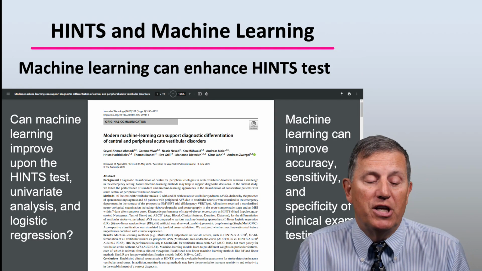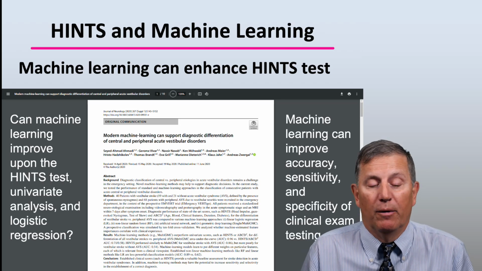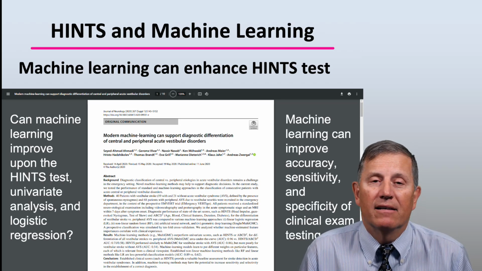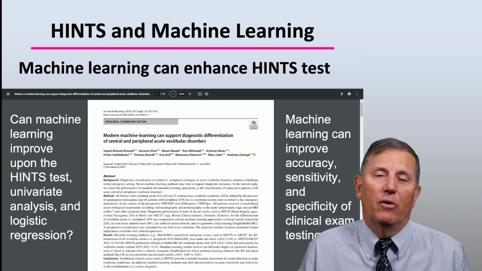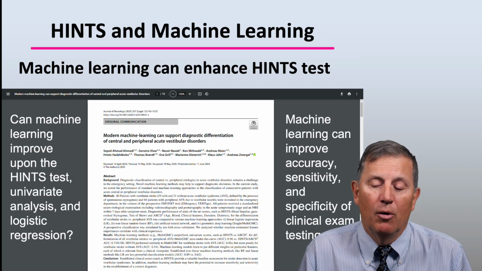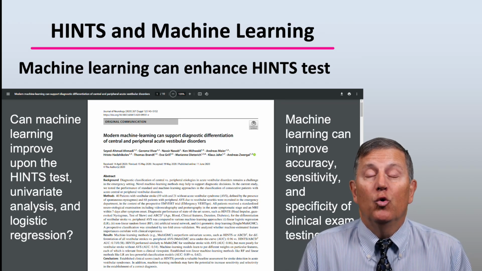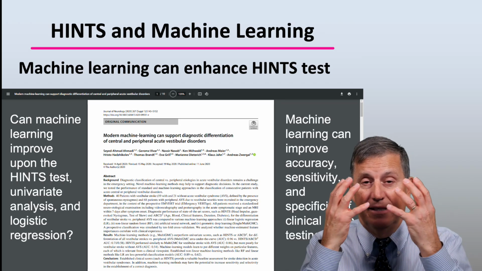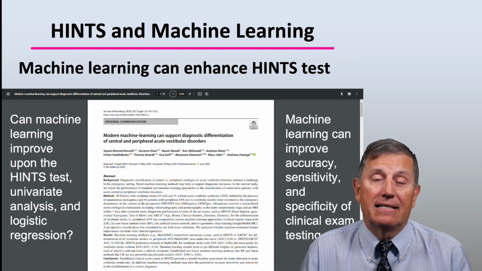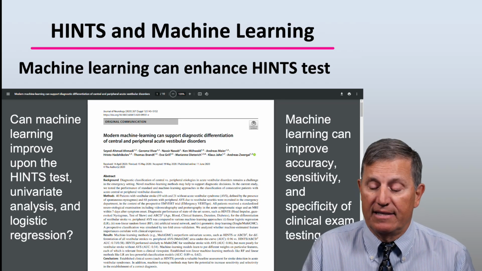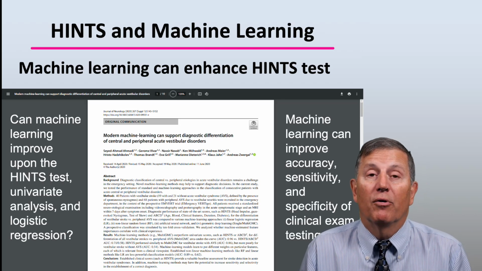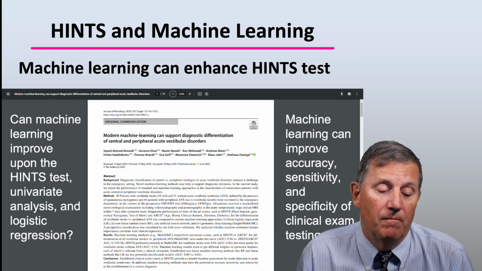Now, what about machine learning? Can machine learning improve upon the HINTS test, looking at the components to determine whether it's central versus peripheral? Well, they actually do have machines that will detect changes on HINTS exam, and we can look and see whether the machine learning provides us any benefit.